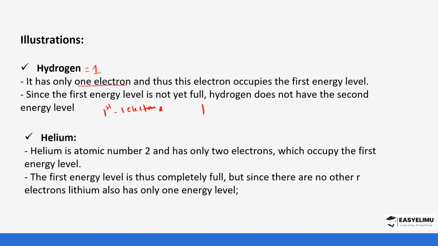Looking at helium, which is atomic number 2, it has 2 protons, which are equal to the number of electrons in a neutral helium. So we have 2 electrons. These 2 electrons can fill the first shell fully. So the electronic configuration will be 2.